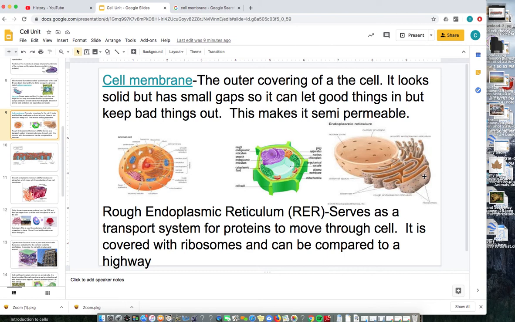So what the RER does, it acts basically like a transport system. I call it a highway. Instead of transporting people in cars like on 75 or 85, inside the cell the RER is a highway system for proteins. For each one of the organelles, you may want to start thinking about nicknames for them, like a bouncer for the cell membrane and a highway for the RER. It's going to help you remember the functions of the organelles. So let's go on to our last organelle.